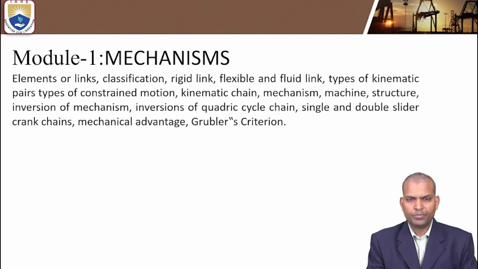So far, in the previous lectures, the following topics are covered in detail: elements or links, classification, rigid link, flexible or fluid links, classification of kinematic pairs, classification of constrained motions, degrees of freedom calculation based on Grubler's criterion, and inversions of 4-bar chain, inversions of single slider crank chain, and inversions of double slider crank chain mechanisms.